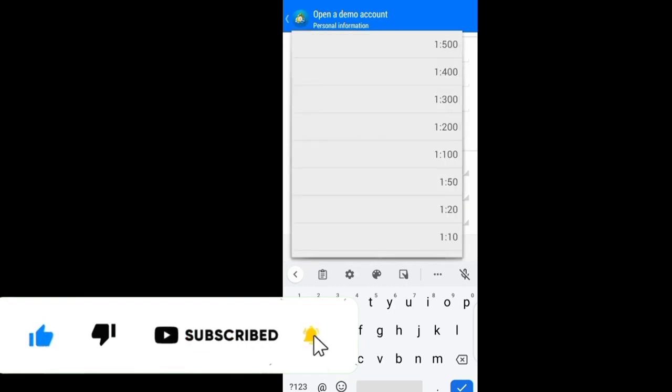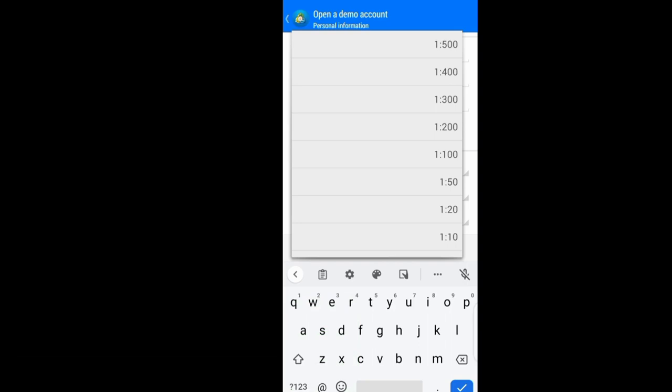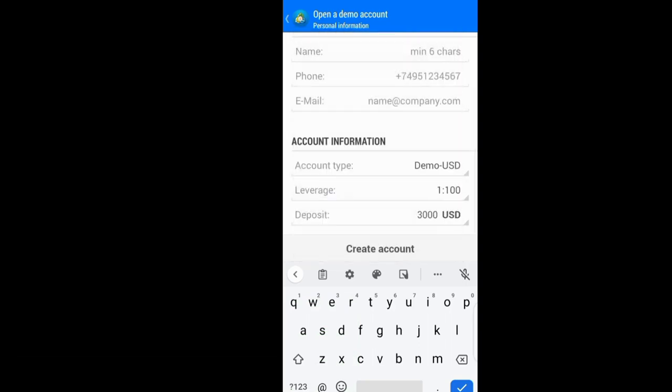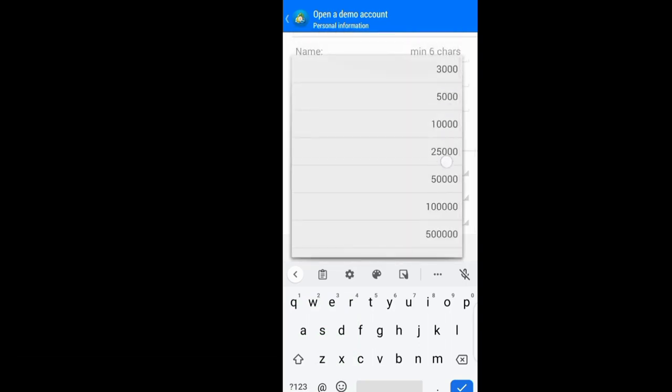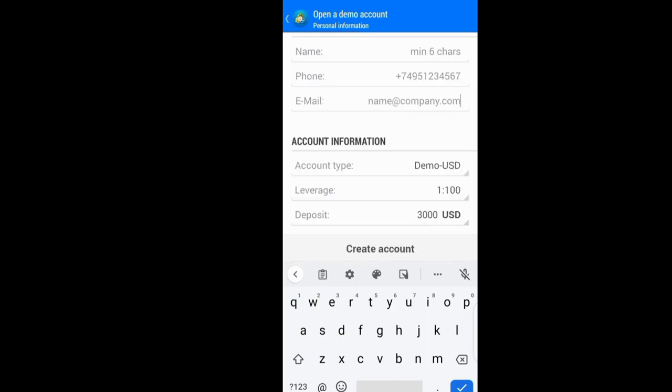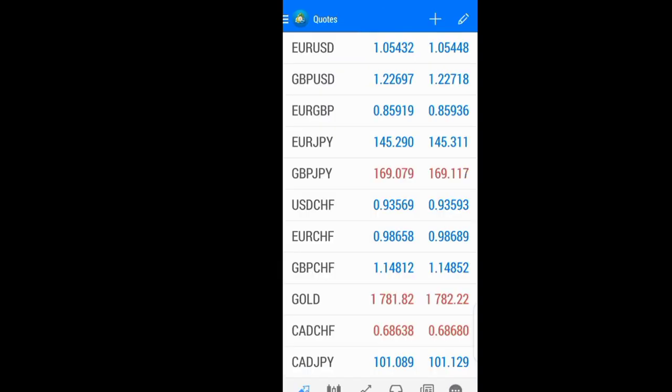Then the leverage. You'll get to understand what leverage is later. You can just select any leverage for now, maybe 1:100. Then you select the amount that you would like to use to start your demo. Better you start with something small so that you can learn how the market goes. So you click on create account. Once that is done, you will have an account and then the journey begins.